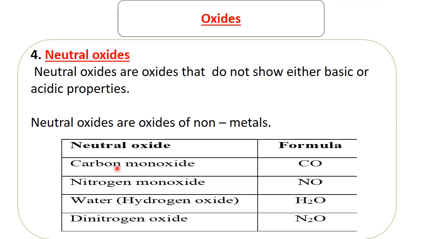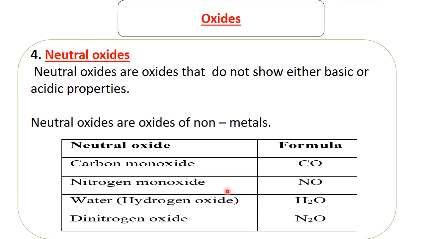Here are examples. Carbon monoxide, CO, is a neutral oxide. But remember, carbon dioxide is an acidic oxide. Carbon monoxide is a neutral oxide. The only difference is that in carbon dioxide there are two oxygens, and in carbon monoxide there is one oxygen, but their properties as oxides are different. Carbon monoxide is a neutral oxide and carbon dioxide is an acidic oxide.